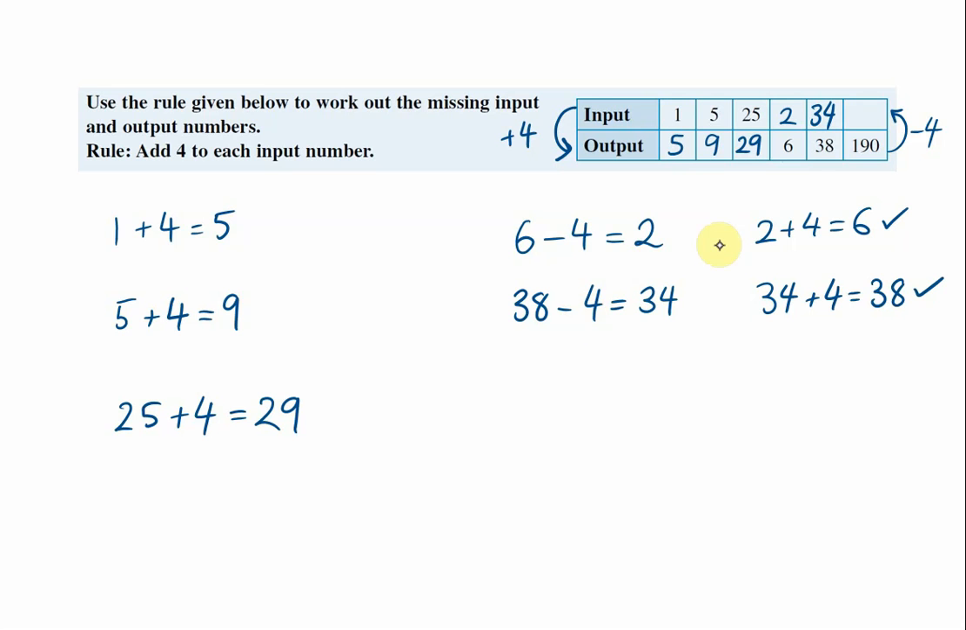And our final output value is 190. So we're trying to determine what value was inputted, 4 was added, and we ended up with 190. So to work backwards, we'll subtract 4. And that gives us 186, our input value. And once again, we can check. If we input 186, the rule tells us that we should then add 4, and we will in fact get 190. So we can use our opposite or inverse operations to move backwards from output to input.